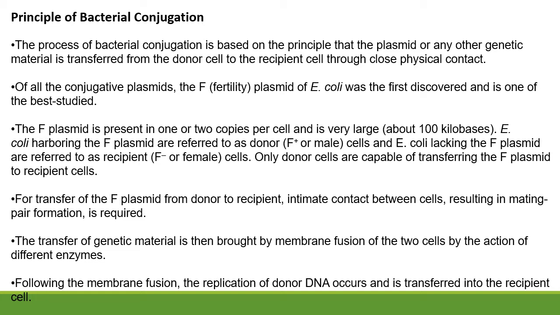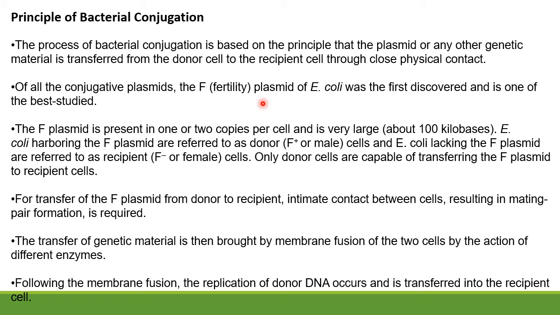Now, the principle of bacterial conjugation. The process of bacterial conjugation is based on the principle that plasmids or any genetic material is transferred from donor cell to recipient through close physical contact. Of all the conjugative plasmids, the F plasmid, which is also known as the fertility plasmid of E. coli, was discovered first and is one of the best studied fertility plasmids.